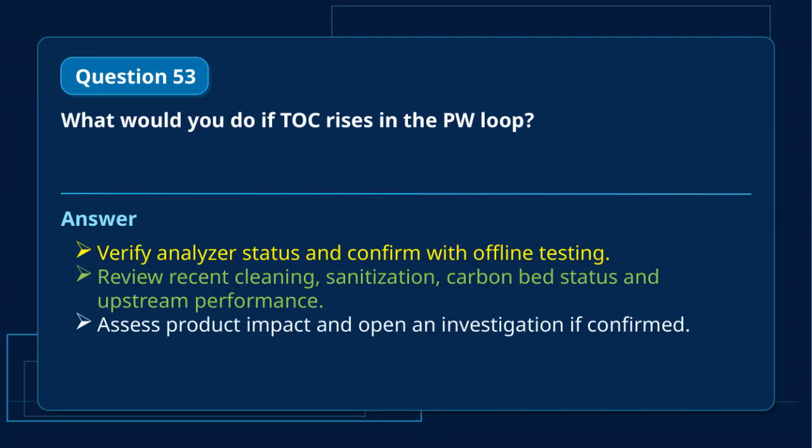If the total organic carbon, or TOC, levels rise in the purified water loop, the first step is to check the status of the analyzer itself to make sure it's working correctly. It's also important to confirm these readings by conducting offline testing to rule out any false positives. Next, review recent cleaning and sanitization activities to see if anything might have contributed to the rise. Don't forget to check the status of the carbon bed and the upstream performance, since issues there can affect TOC levels downstream. Finally, assess if this increase has impacted the product quality. If the rise in TOC is confirmed and poses a risk, initiate a thorough investigation to identify and resolve the root cause.